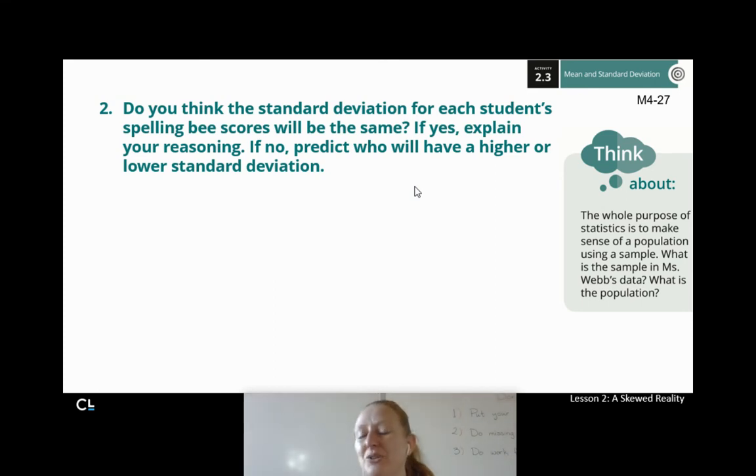So do you think the standard deviation for each student's spelling bee scores will be the same? You can go back and take a look at the box and whisker plots. If yes, tell me why. If not, tell me who you think is going to have the lowest standard deviation. So go ahead, hit pause, jot down your thoughts, hit play to keep the discussion going.